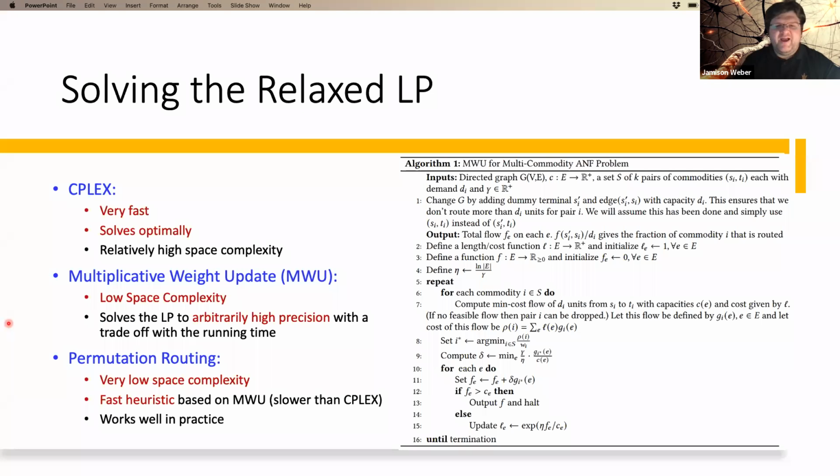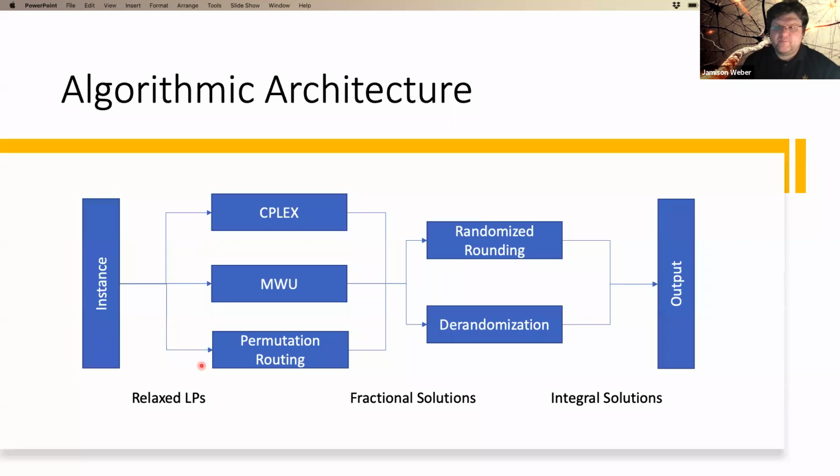As an input to the randomized rounding algorithm, we require a solution to the relaxed LP. We explore 3 ways to do this, each providing their own pros and cons. Each one exhibits a trade-off between space and time, where Cplex is the fastest but the least space efficient. Multiplicative weight update is slow but space efficient, but permutation routing is faster than MWU, still space efficient, but it lacks the theoretical guarantees that MWU has. The choice of algorithm will be dependent on the network at hand.